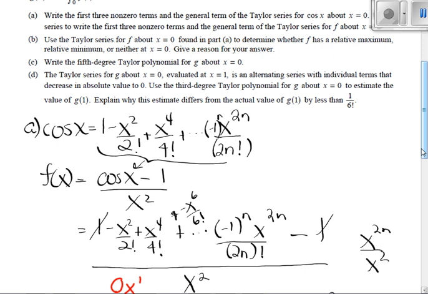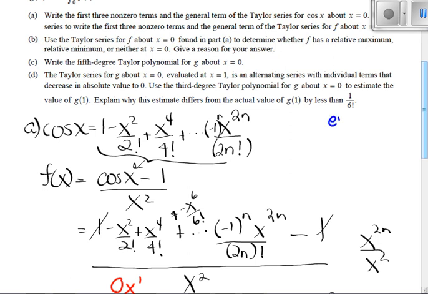Okay, we have an alternating series if we evaluate it at 1, and the terms decrease in absolute value to 0. These are the conditions for the alternating series test. Use the third degree Taylor polynomial for G to estimate the value of G of 1. Then explain why this estimate differs from the actual value by less than 1 over 6 factorial.